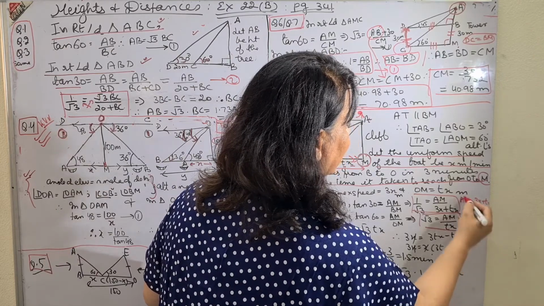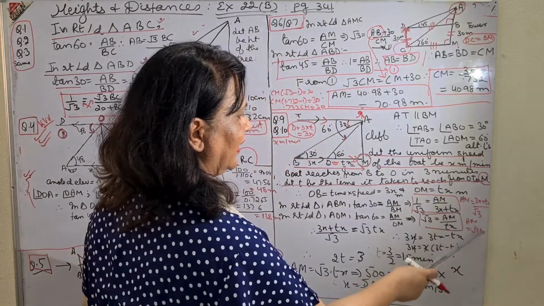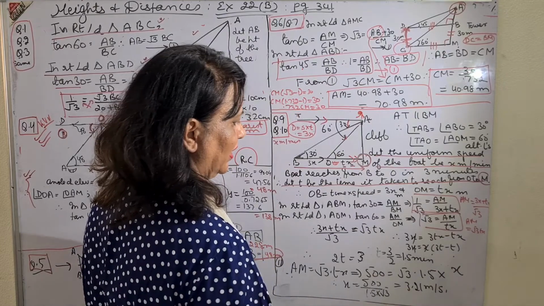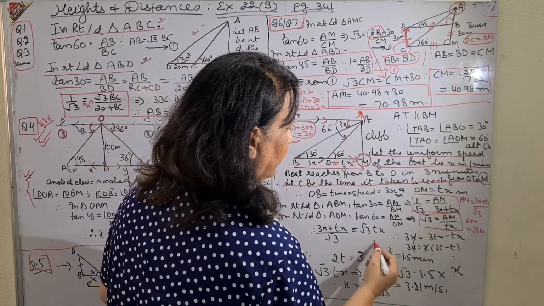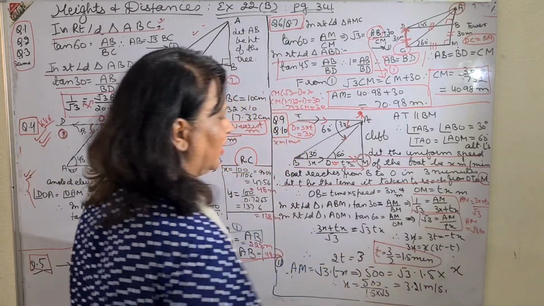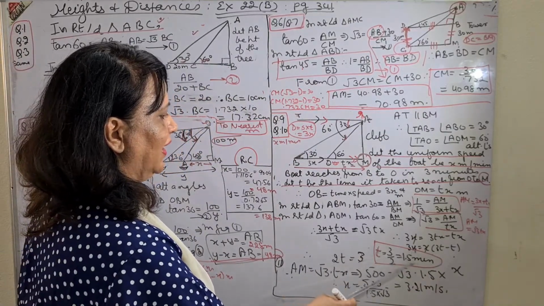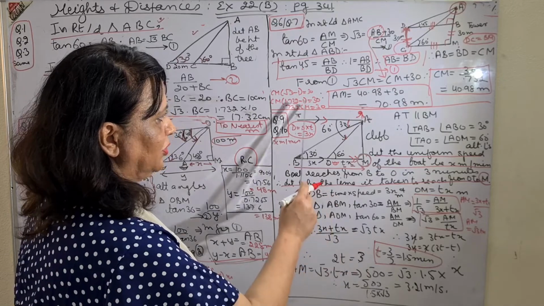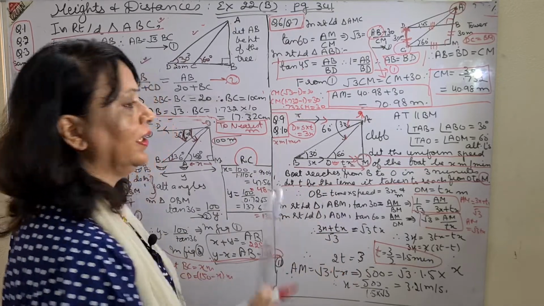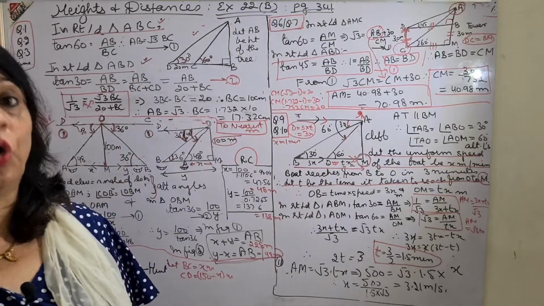Since the left hand sides are equal, equating the right hand sides, I got the answer. Time to be 1.5 minutes. This is what I had to find. Time, 3 by 2 it came, and it was in minutes. I had supposed it to be 1.5 minutes. So you understand this question again. This question has come so many times.